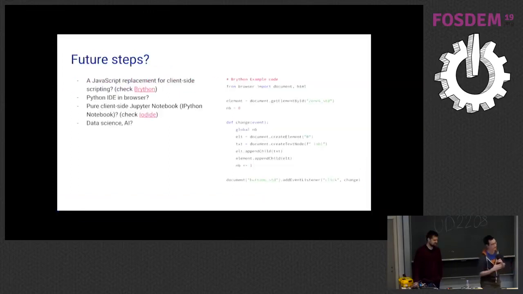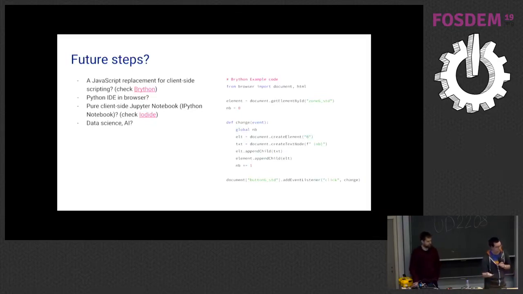And for the future steps of the WebAssembly build, first, we can try to do some replacement for JavaScript. There's already a project like this called Brython, but it's trying to recreate Python completely in JavaScript, so they have some performance bottlenecks. But since we have the WebAssembly build, we can probably mitigate that performance hit.